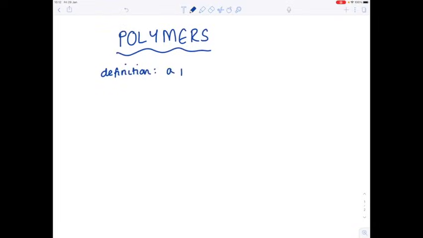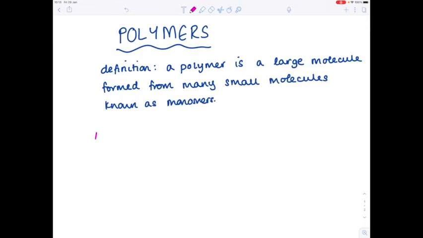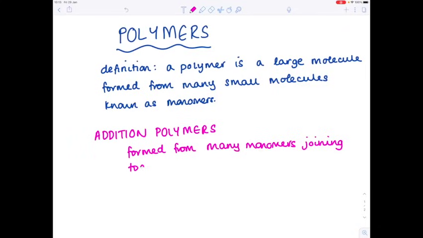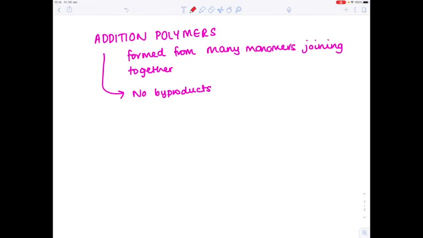Now, a polymer is a large molecule formed from many small molecules known as monomers. An addition polymer is formed from many monomers joining together. And the reason we say it's an addition reaction is because there are no byproducts. You're simply adding those various monomers together. Let's take an example now, e.g. the formation of the addition polymer polyethene.